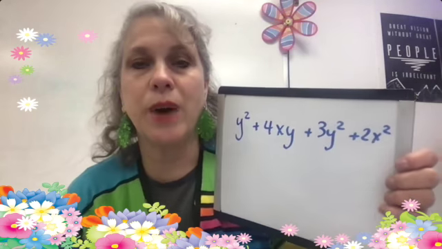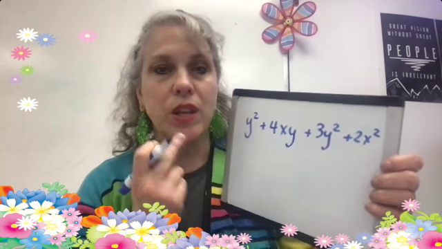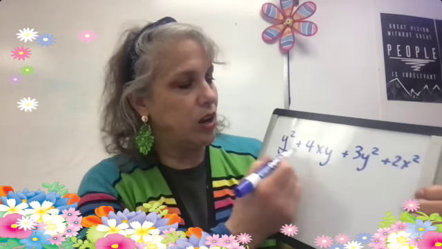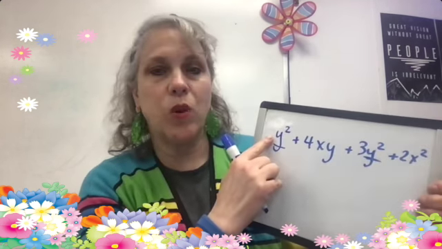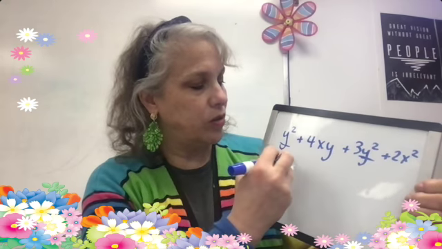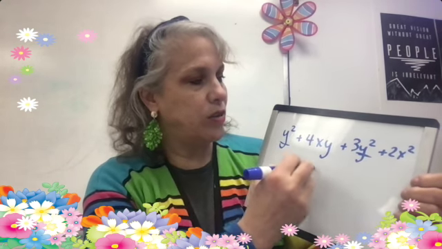Okay, so let's try another one. Y squared plus 4xy plus 3y squared plus 2x squared. Okay, let's combine like terms. I see a y squared here and a y squared here, so I can combine those. Remember there's a 1 there, so 3 plus 1 is 4, 4y squared.